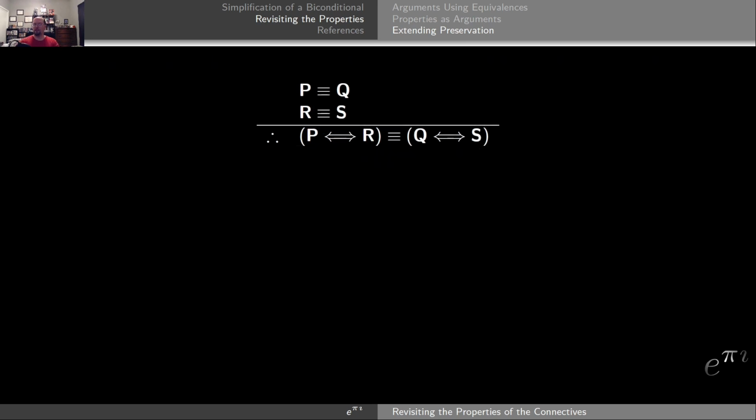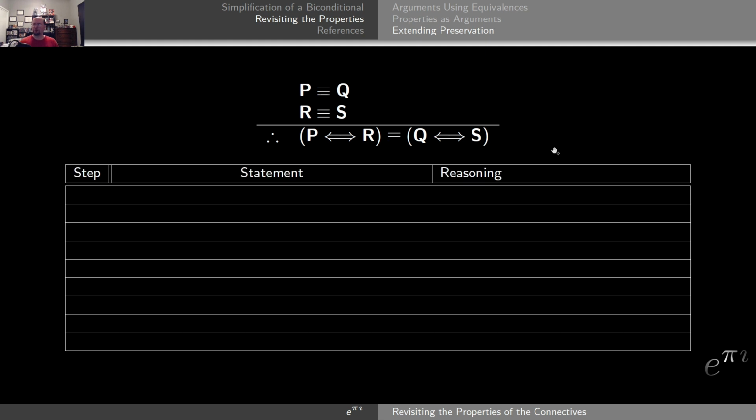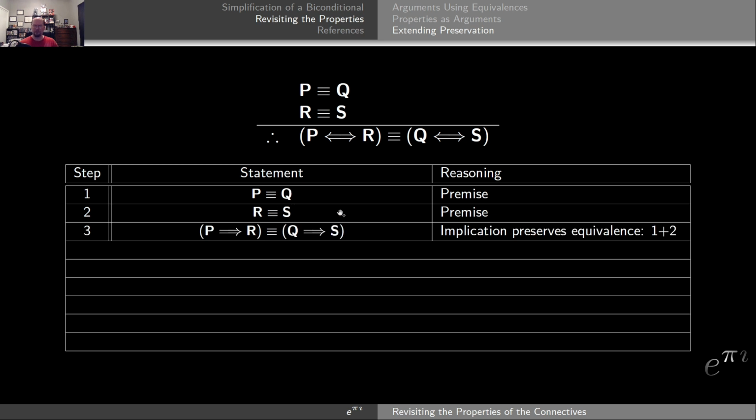Bootstrapping up one more time, I can actually get the biconditional. So let's take P is equivalent to Q, R is equivalent to S. I want to conclude that P if and only if R is equivalent to Q if and only if S. I'm going to go ahead and put the premises on the board. P is equivalent to Q and R is equivalent to S. We've already shown that the implication preserves equivalence. So P implies R is equivalent to Q implies S. That's the thing we just showed.